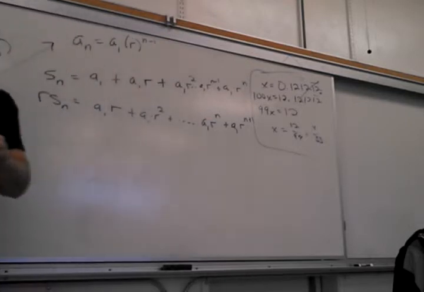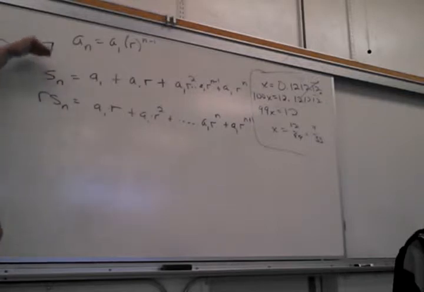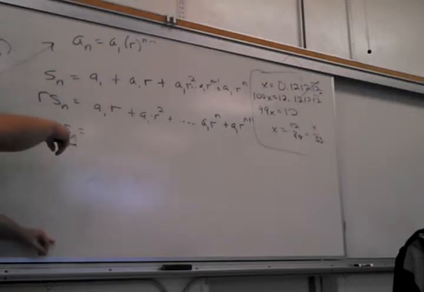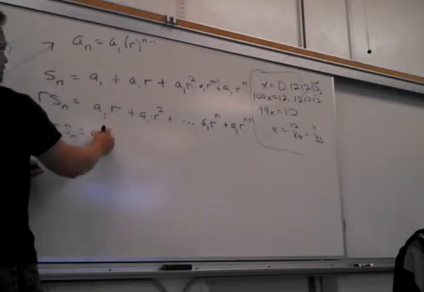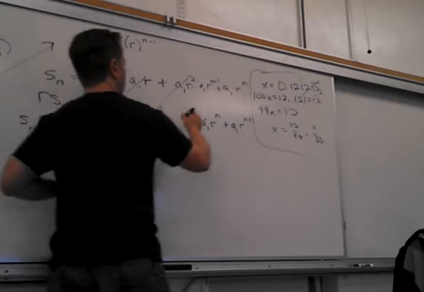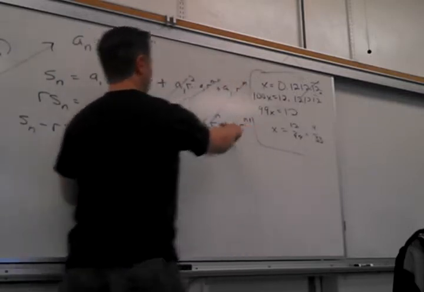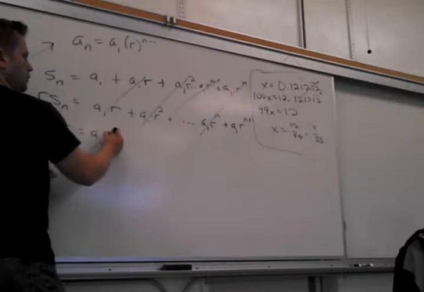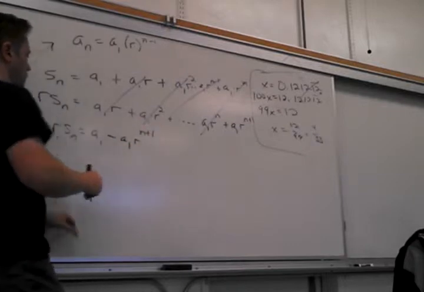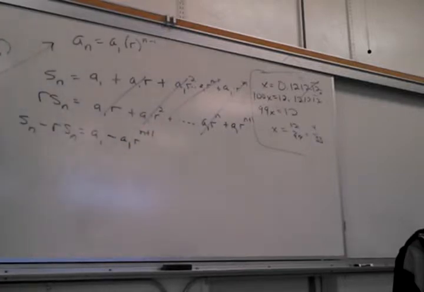Cool. Now, how are we doing? Alright, now if I take the difference between these two, make sure I do this right away. So if I take Sn minus r times Sn, if I take the difference between these, what happens? A1 is fine, right? These cancel, cancel, cancel, cancel. So you're left with, careful, I'm taking the difference, minus A1 r to the n plus 1. Alright, let me let that soak in.